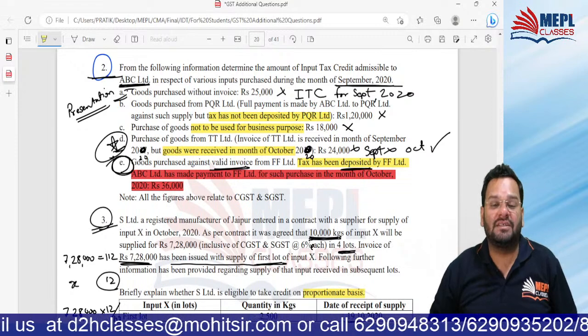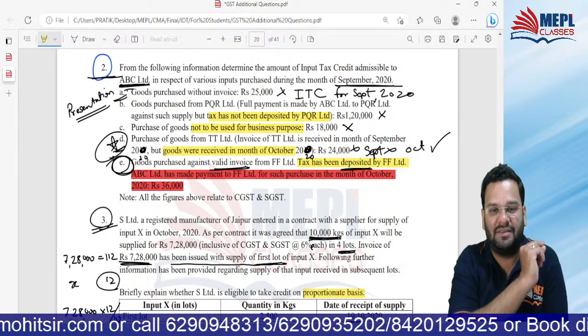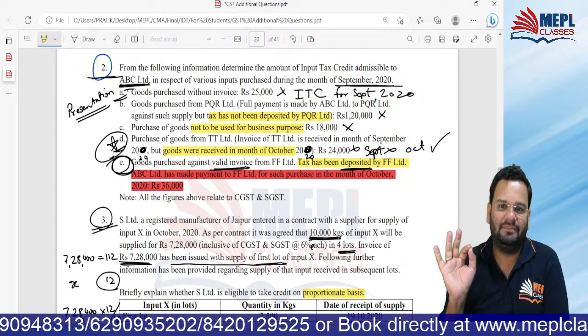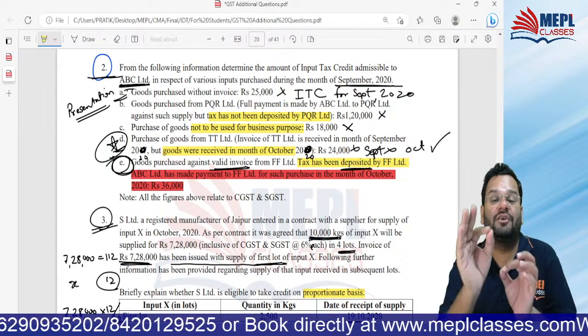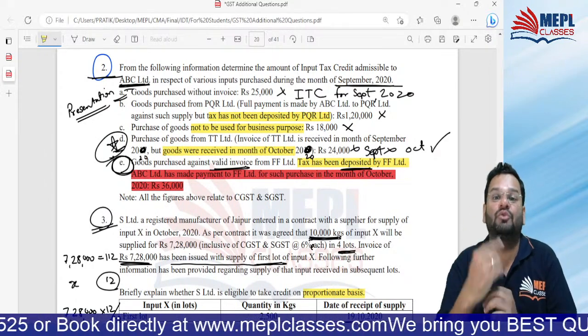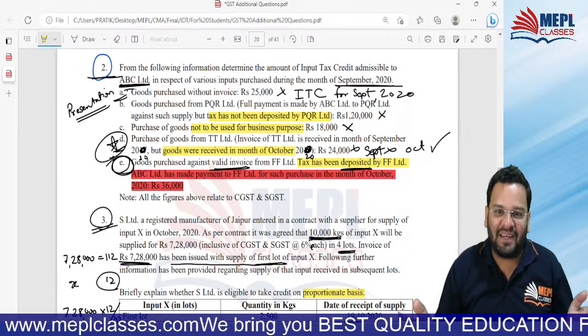Today, under section 16, we have seen conditions for claiming ITC. Conditions were given in clause B. So I hope you have understood all 6 conditions of clause B and even the first proviso which we have done.